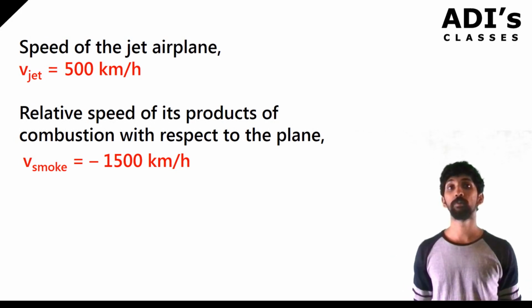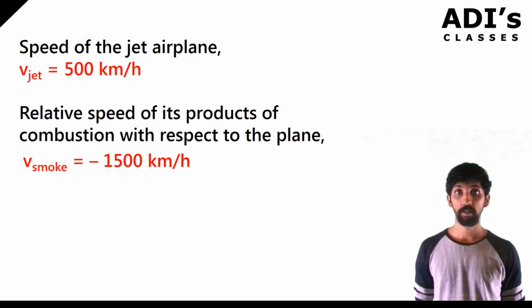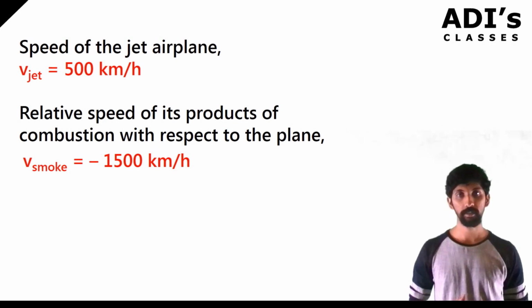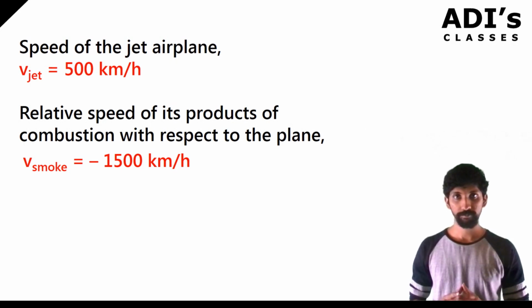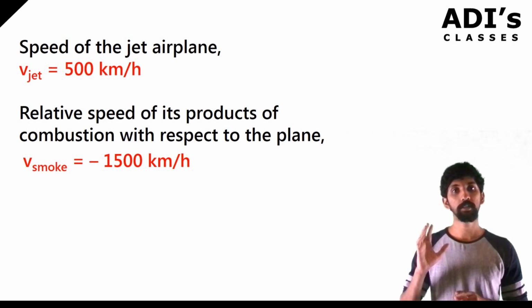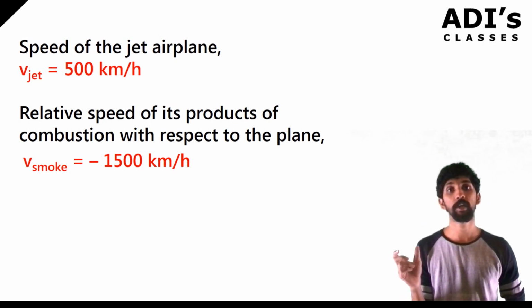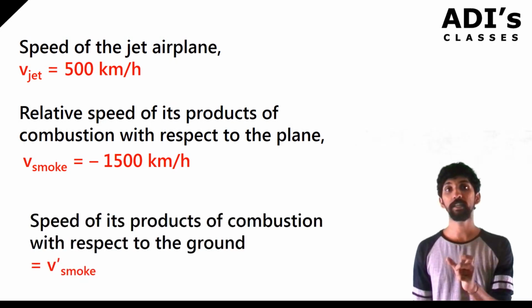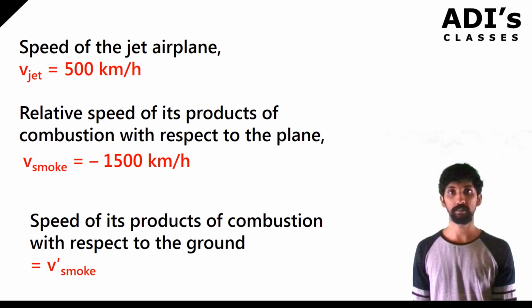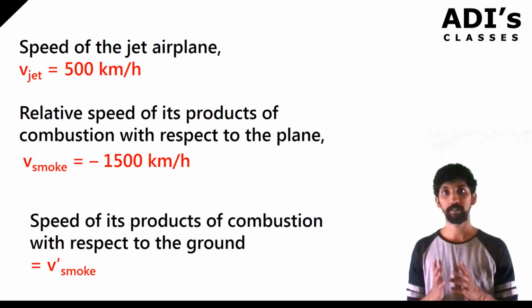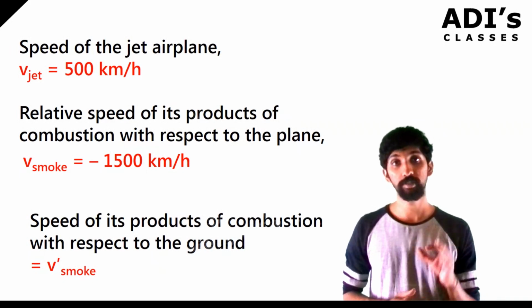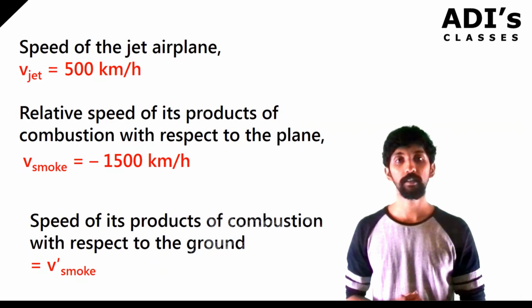If two objects are moving in opposite directions, then what do we do? We have to add the speeds, correct? Yes, we have to add the speeds. That's fantastic. That's correct. But in this case, now the relative velocity, whatever we have got, and the actual speed of the combustible gases, or we call it smoke, the velocity of the smoke and the velocity of the jet. Three things are there, right?